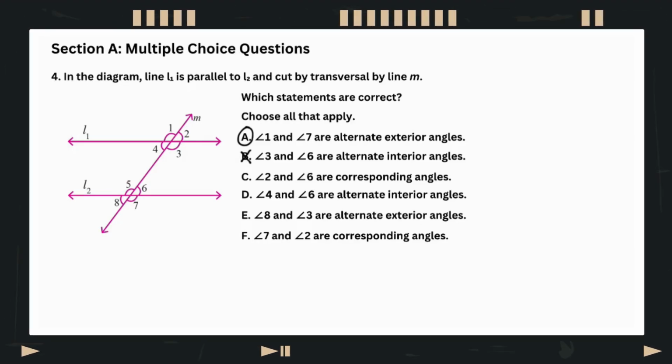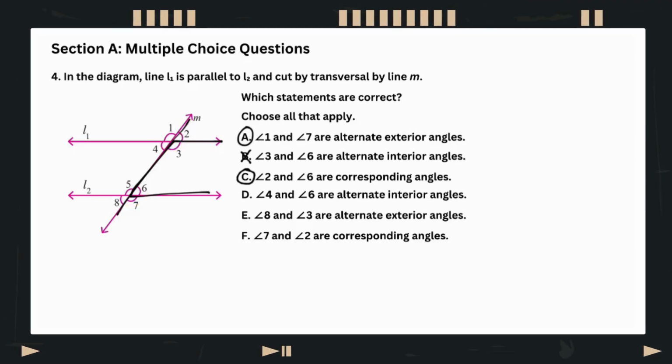Angle 2 and angle 6 are corresponding angles. Yes, they are. To remember better, perhaps, corresponding starts with letter C. And as you can see, we have an angle that looks like letter C here, cut by a transversal. These two angles are actually equal to each other. Also, we can say that angle 3 is equal to angle 7 as well, and they are corresponding angles to each other.